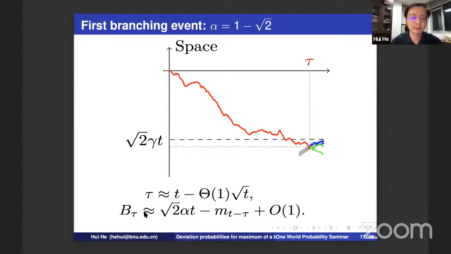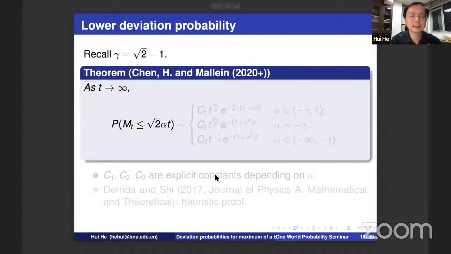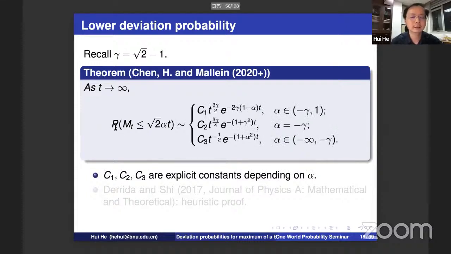Okay, and we still need the position of the particle where it dies out, which is around this term, square root 2 alpha t minus this term. So with this careful analysis about tau and B tau, we can obtain the following result. With Xing and Mallein, we obtain that as t goes to infinity, this probability decays according to the function on the right hand side. That is, when alpha is between minus gamma and 1, where gamma is square root 2 minus 1, that is, 1 minus gamma, between 1 minus square root 2 and 1 here.